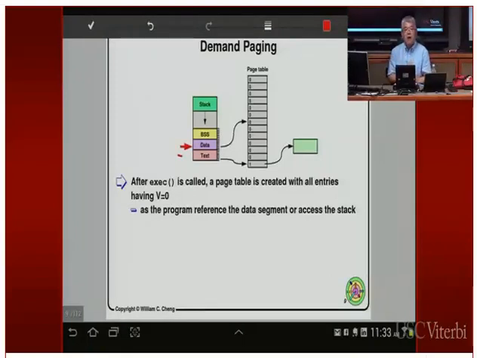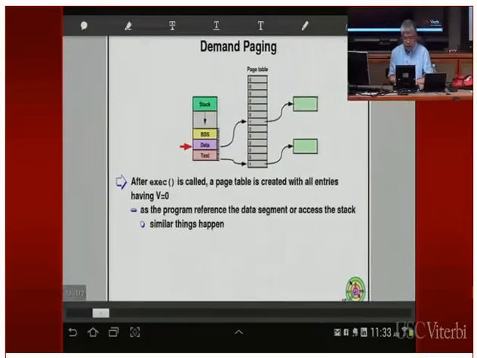Okay, this picture shows that your program may access global data, right? So you will make a reference to the data segment. The data segment over here in the picture shows that it points to this page, with validity bit equal to 0. You go through exactly the same thing. Okay? You fetch that page.